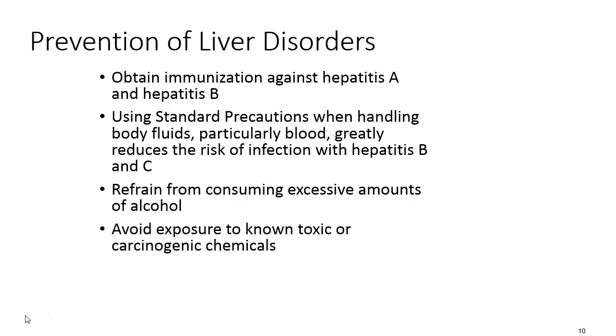How do we prevent liver disorders? We encourage people to obtain immunizations against hepatitis A and hepatitis B. We use standard precautions when handling body fluids, particularly blood. This greatly reduces the risk of infections with hepatitis B and C. We refrain from consuming excessive amounts of alcohol and avoid exposure to known toxic or carcinogenic chemicals.